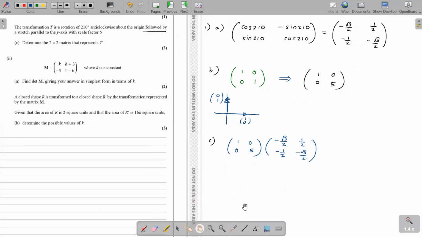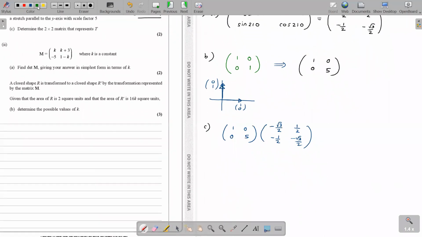Let's simply multiply. What do we get when we multiply 2 by 2 with 2 by 2? We end up getting another 2 by 2 matrix, right? So the first element is the first row and the first column. So 1 into minus root 3 over 2 plus 0 into minus 1 over 2 is directly minus root 3 over 2. Is that okay? The next one is 1, 0 with 1 over 2 and minus root 3 over 2. So that also, 1 into half is half.